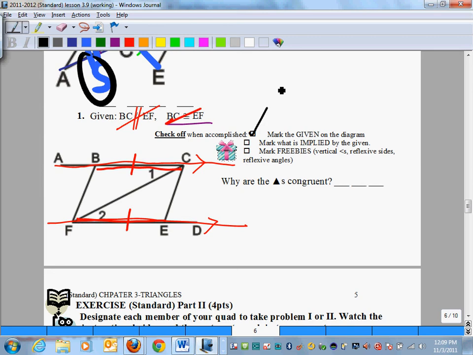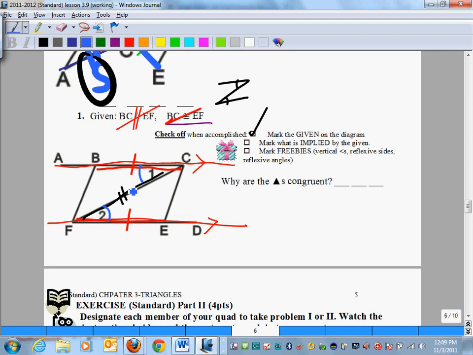Now, tell me, what else do you know has to be equal here? What's free, what's implied? Right, reflexive, so we're going to go down the middle, double hatch. Over here. That's it. Okay, now, parallel lines. What should you look for when you have parallel lines? Do you know the alternate? Yeah, alt-ins.